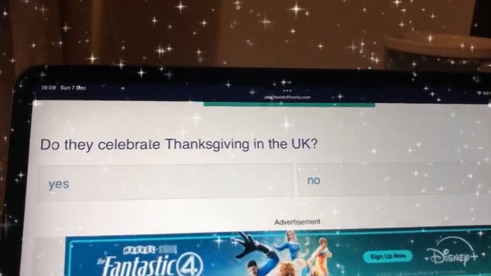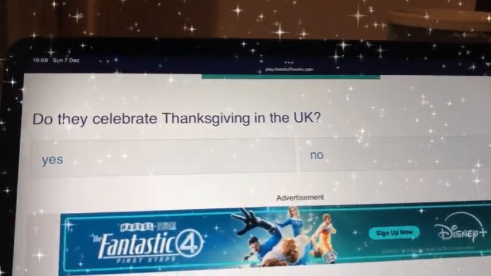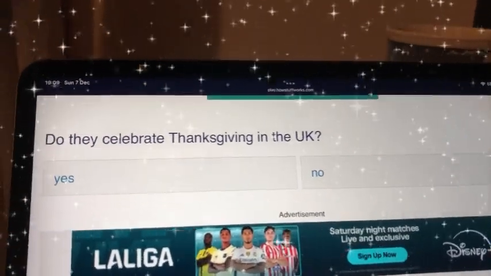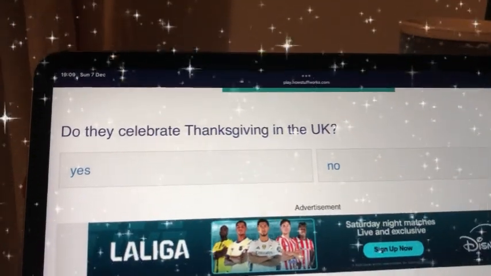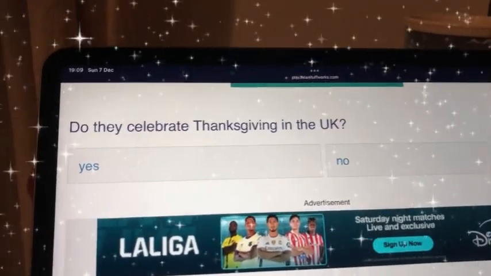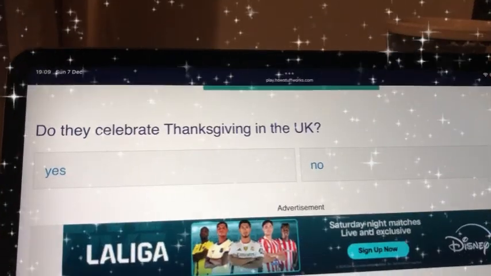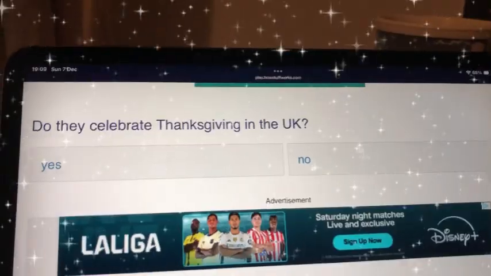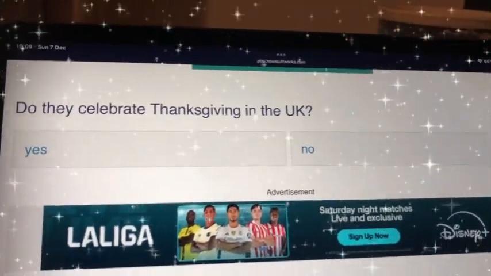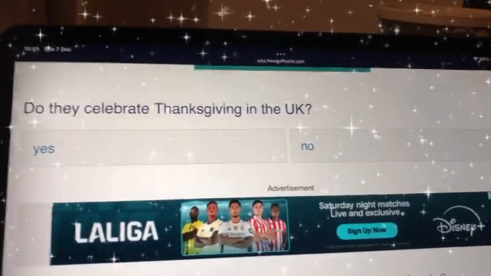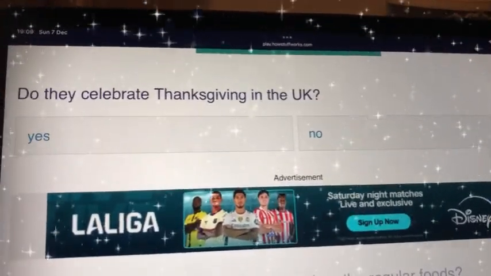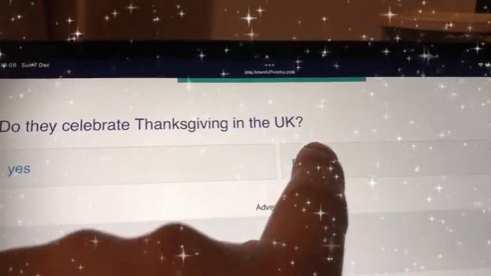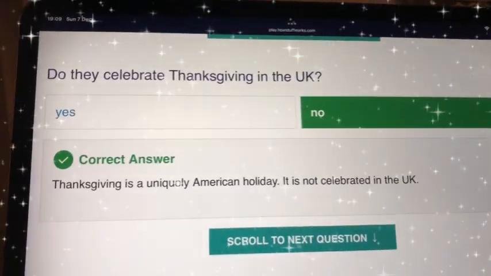I mean, you could argue now that there is a counter argument if you are originally from the US and you've moved to the UK. But if you have to give one answer, then generally the answer would be no. They don't celebrate Thanksgiving in the UK unless you actually are from America and you've moved here. But I'm still going to put no. But you could argue against that, couldn't you?